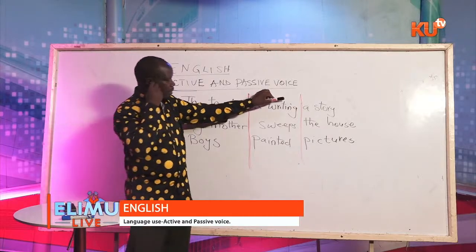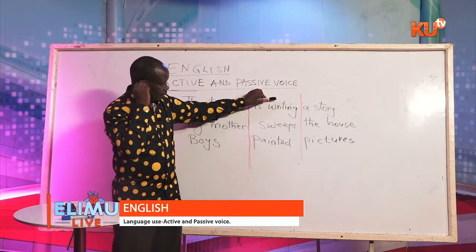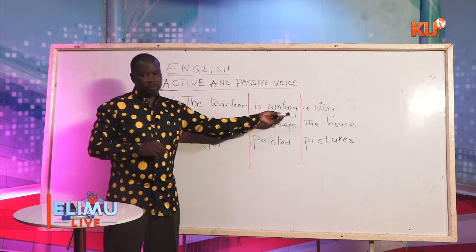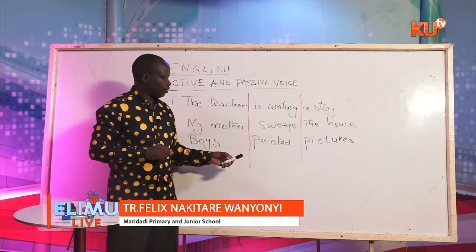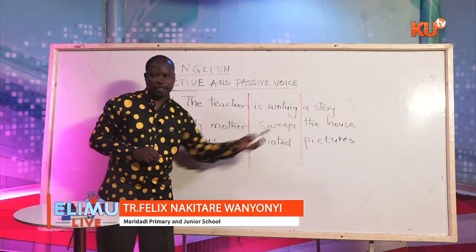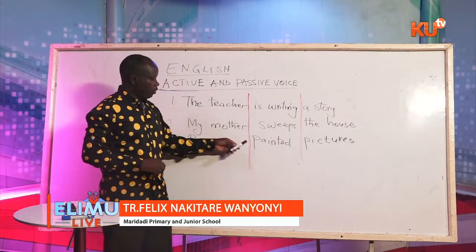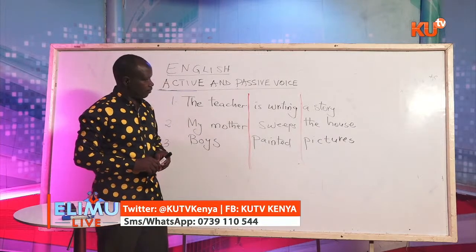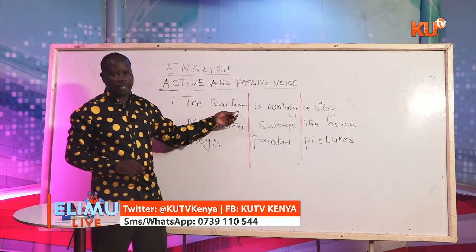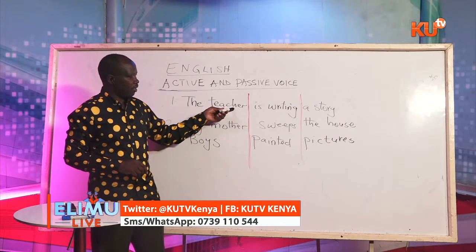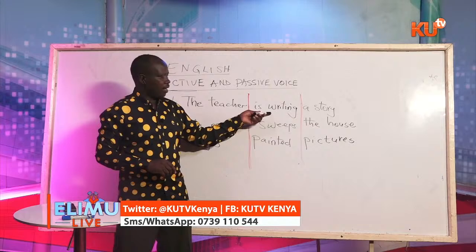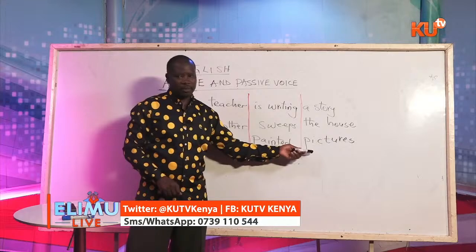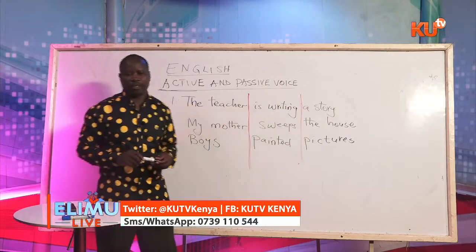Then when you come to the middle part, we have is writing. This shows the action is writing. Sweeps, this is the action or the verb. When you talk about painted, it is also another action. So we have the doer, that's the noun, the doer of the action. The action itself is here. And then a noun where work is done, or the receiver of the action.